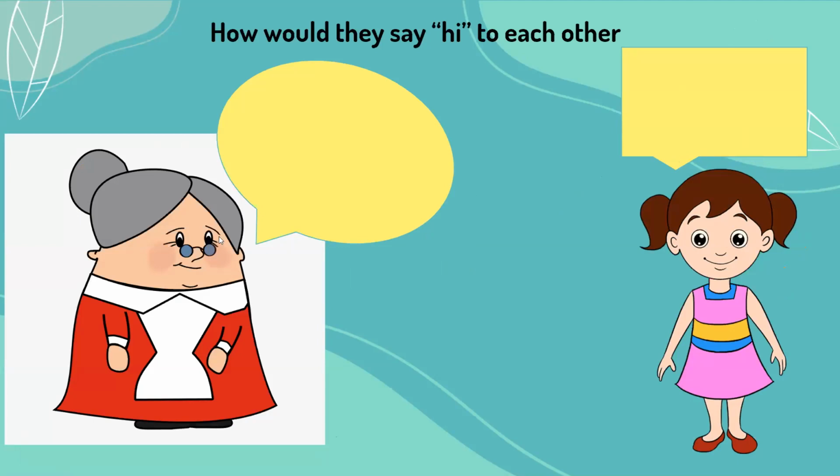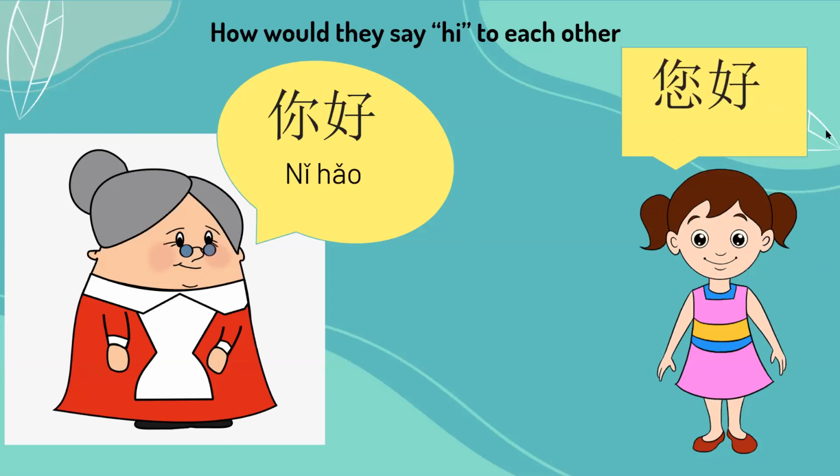So yeah, the grandma would say 你好 to the girl, but the girl, since the grandma is older than the girl and stuff, she would use the formal version. Does anyone remember what that is? 您好. Yeah, very good, very good. So that's 你好 and then 您好. Yeah, that was good. So that's 您好.